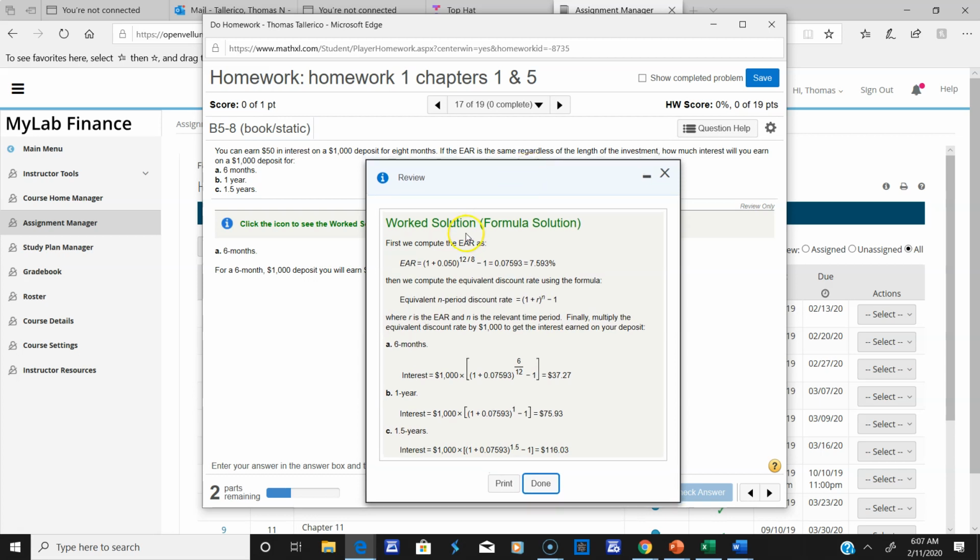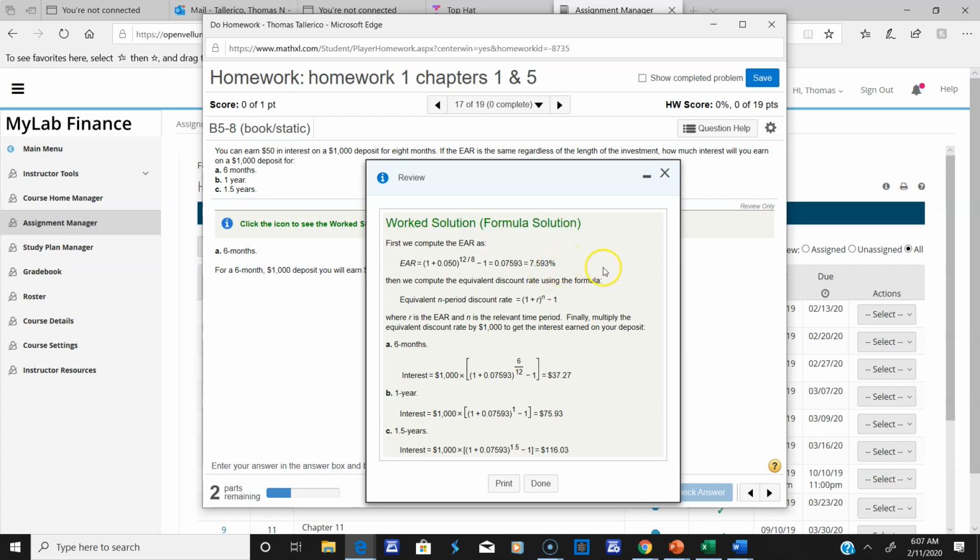All right, so first of all, you have to calculate the effective annual rate here, right? And I believe we use equation 5.1. We put the APR in here, and this gives us an annual rate, and it comes out when you just do the simple math to 7.593%.